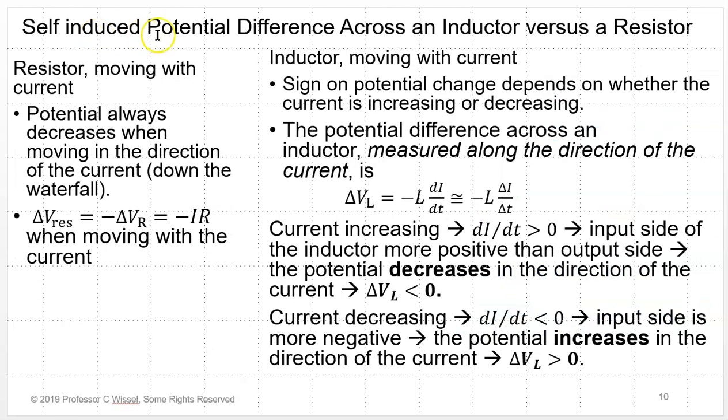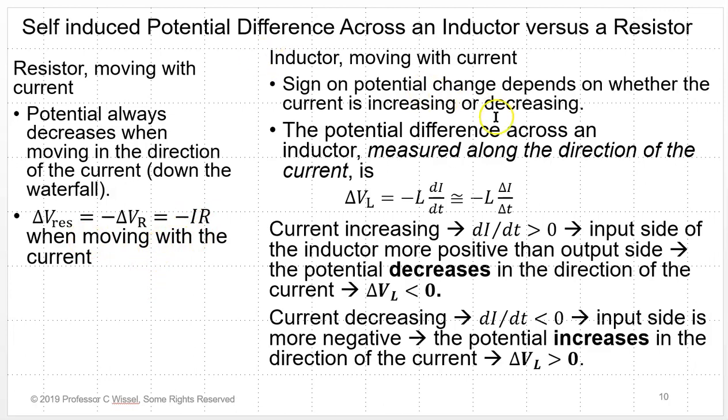A comparison is self-induced potential difference across an inductor versus the potential difference across a resistor. When you're going through a resistor moving with the current, that's down the waterfall, potential always decreases moving in the direction of the current, which I call down the waterfall, from a higher potential to a lower potential. So delta V across the resistor is minus delta VR, or minus I times R. That's when moving with the current through the resistor.